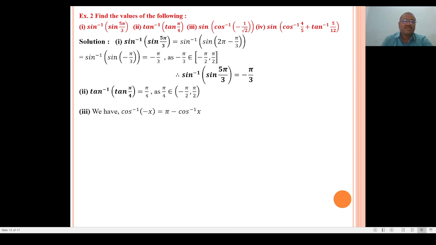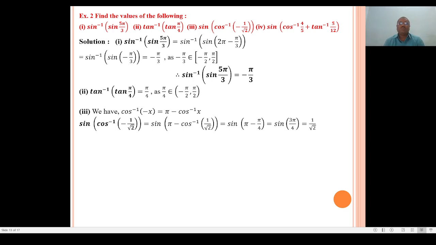Next, cos inverse minus x equals pi minus cos inverse x by properties. So sine of cos inverse minus 1 by root 2 equals sine of pi minus cos inverse 1 by root 2, and cos inverse 1 by root 2 is pi by 4. So we get sine of 3 pi by 4, which equals 1 by root 2. So the value of sine of cos inverse minus 1 by root 2 equals 1 by root 2.